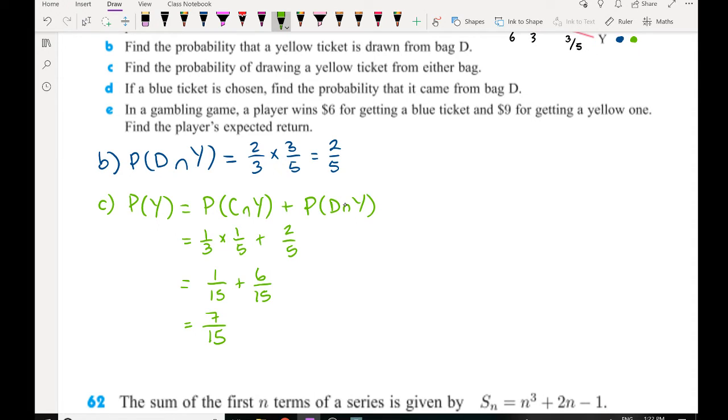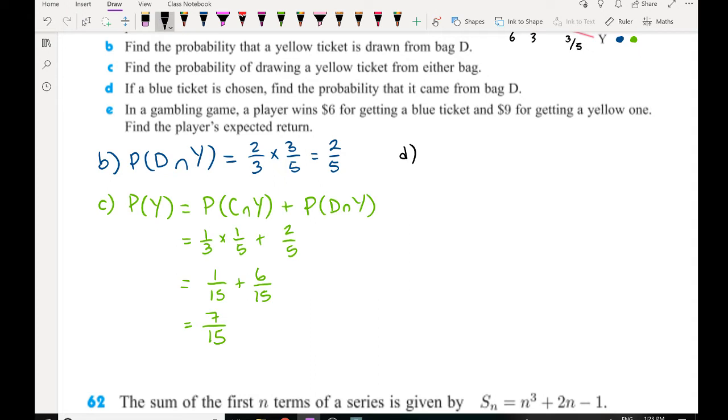Anyway, so there we go. 1/3 times a fifth is 1/15th, and then 2 over 5, if I hadn't reduced that, it would have been 6 over 15. So I combine those together, and I get 7 over 15 as the chance of getting a yellow ticket. Part D, which is the part, Jake, that you're actually asking about, and so I'm sorry for us taking such a meandering tour to get here.